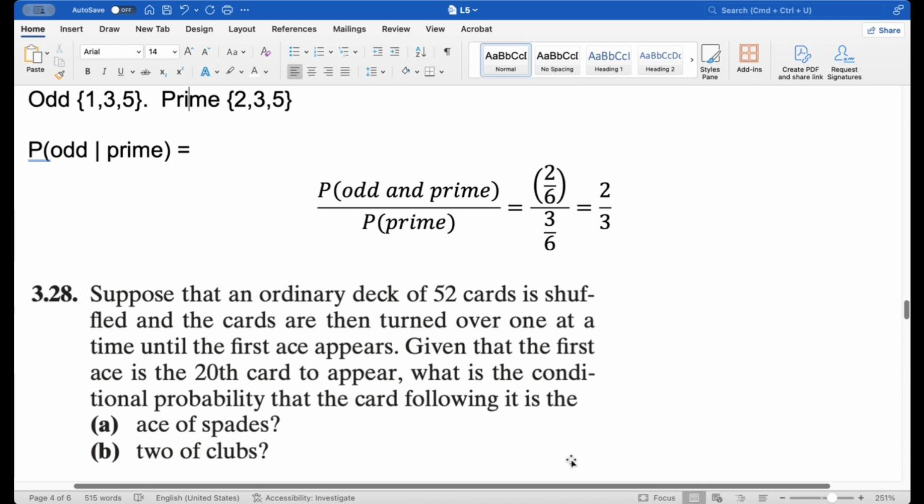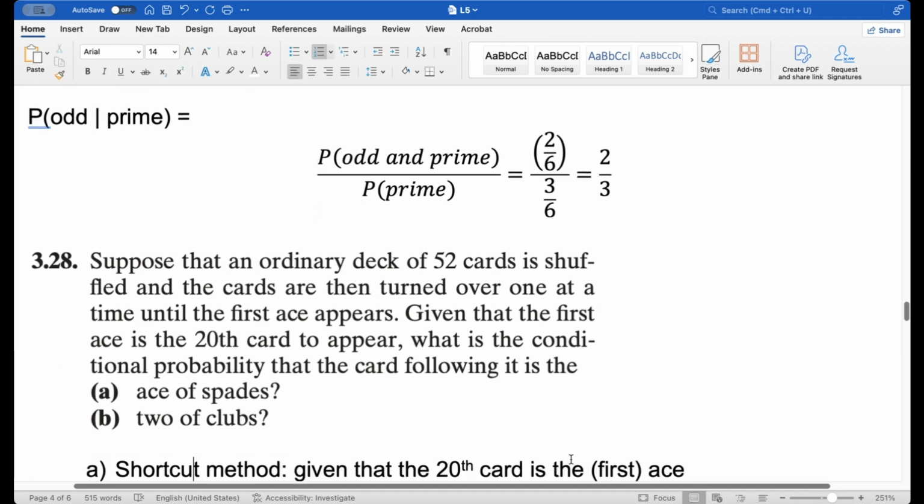Suppose that an ordinary deck of 52 cards is shuffled and the cards are turned over until the first ace appears. Given the first ace is the 20th card, what's the conditional probability that the next card is the ace of spades? So we're going to do this with a shortcut, and then we'll go by the formal definition here. The shortcut is as follows.